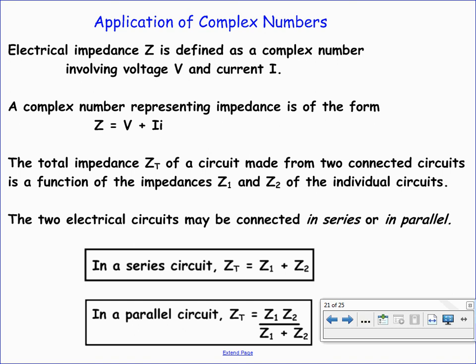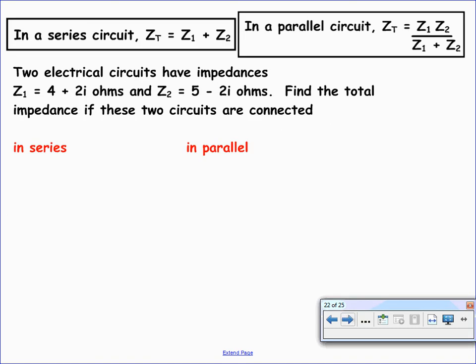In any case, let's go ahead and use these formulas to calculate total impedance so that we can practice working with complex numbers. In a series circuit, total impedance Z is given by the sum of the individual impedances. In a parallel circuit, the total impedance is given by this formula, the product of the individual impedances divided by the sum. So let's suppose we had two electrical circuits. Let's practice our operations with complex numbers. First, in series, let's calculate the total impedance.